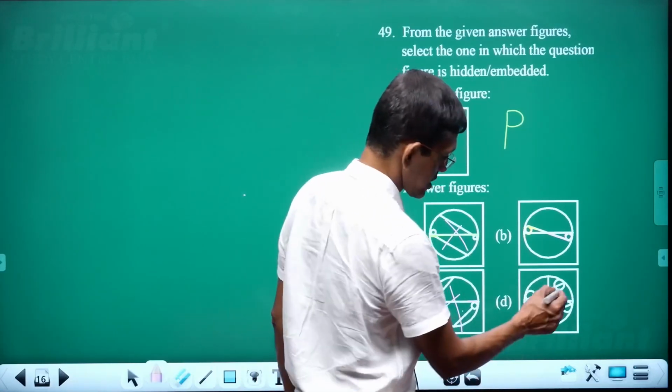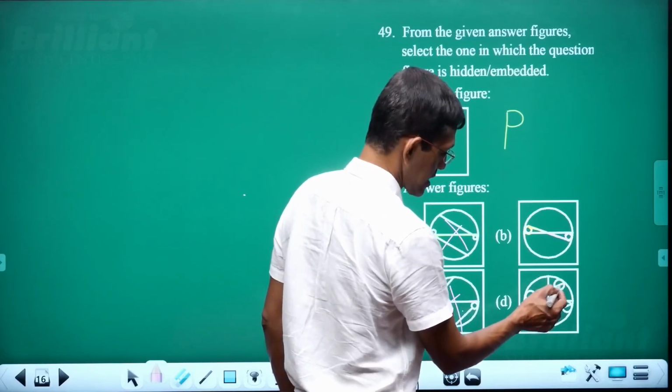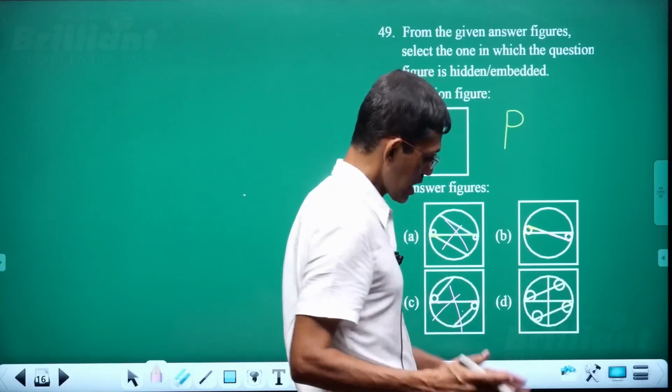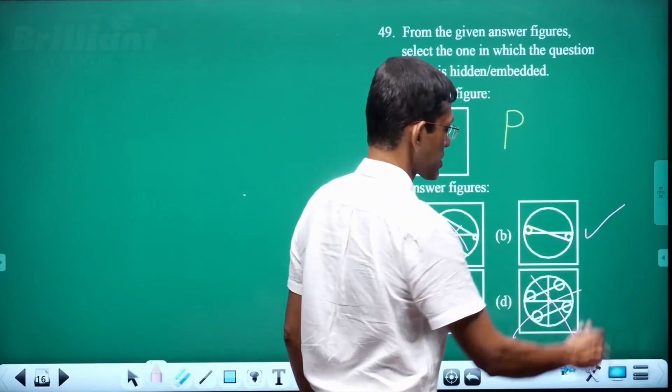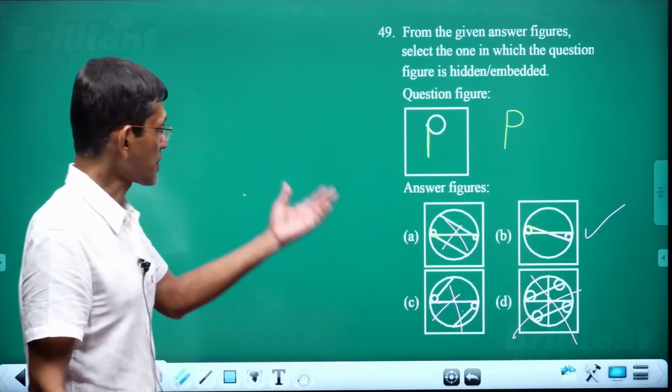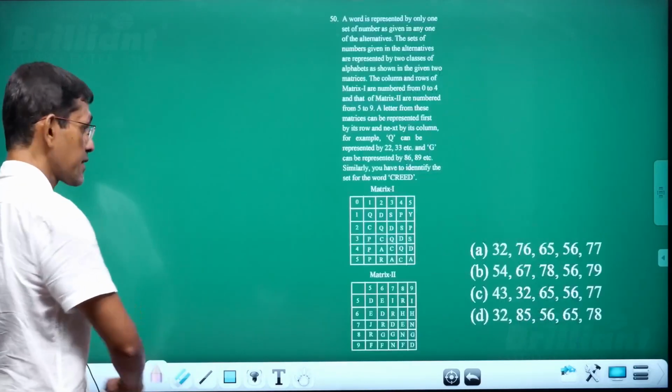How about this? Okay, in this case, you see that the line actually cuts the circle. So that is not the case. So this is the only possible answer we have. So 49 is done. How about 50?